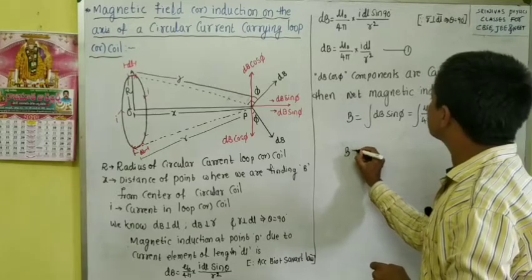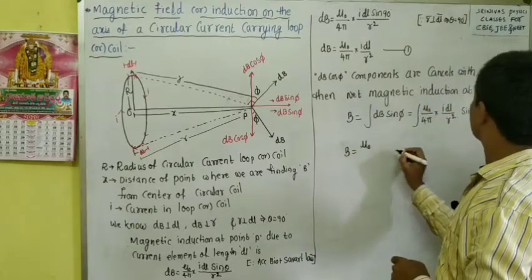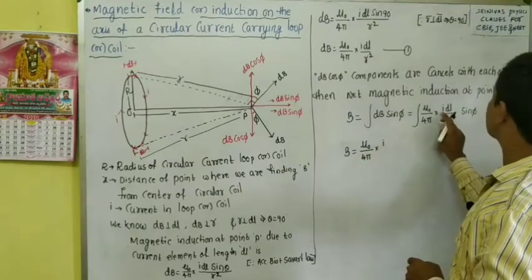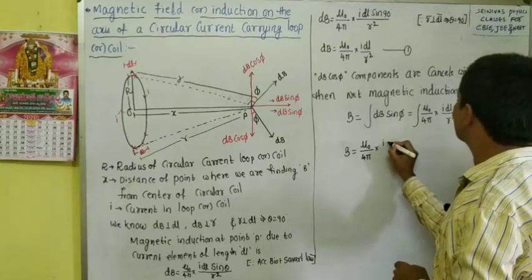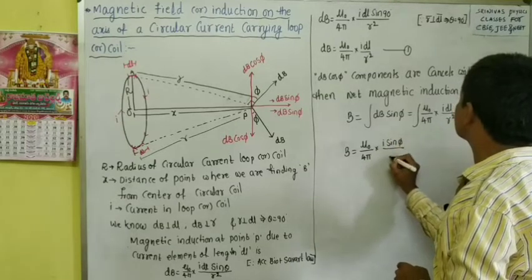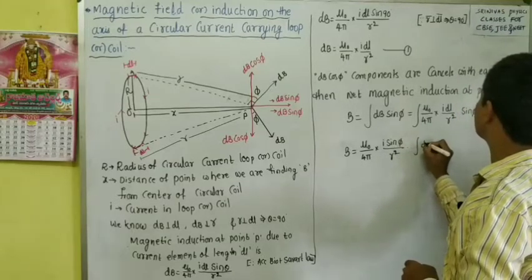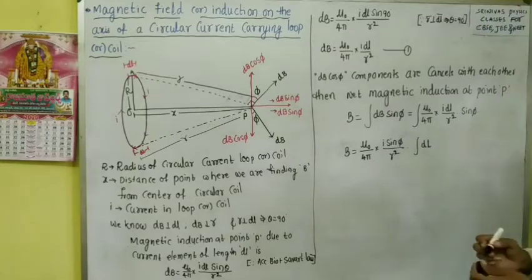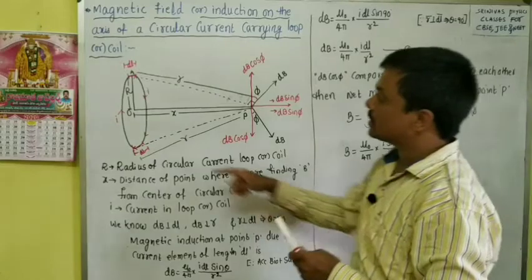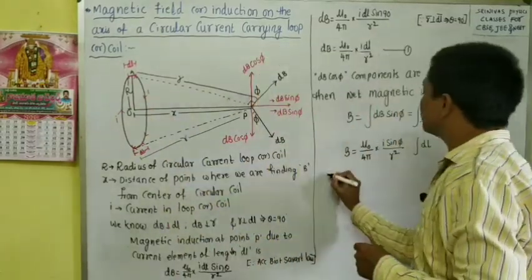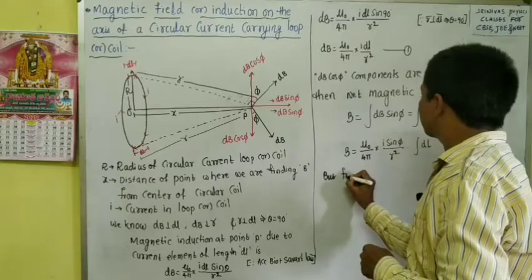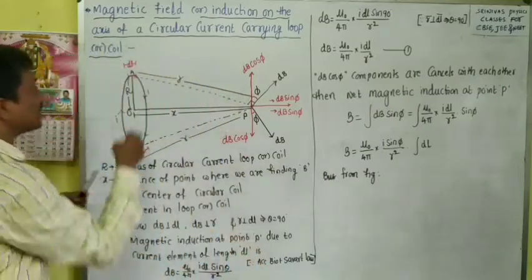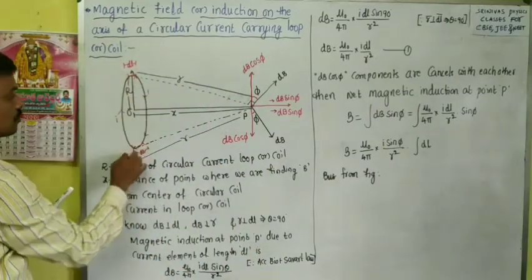Then we will get B is equal to mu naught by 4 pi into I sin phi by small r square into integration dl, since except dl all are constants. Then what is integration dl in the figure? dl is a small element on the circular loop. Integration dl is the full circle length.